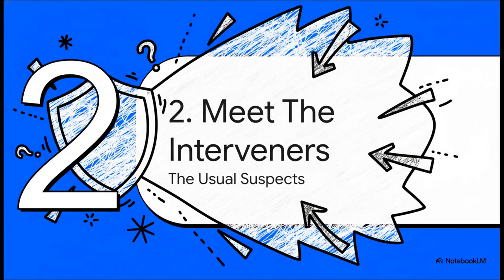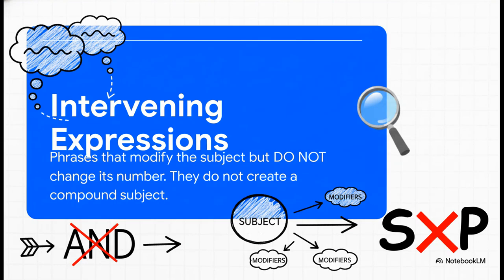So what are these tricky phrases called? I mean, to beat them, you gotta know their name, right? Think of them as the little villains of our grammar story. Let's meet these interveners. Here's the key thing you have to understand. An intervening expression just adds a little extra info about the subject. It modifies it, sure, but, and this is so important, it does not change the subject from singular to plural. It might feel like the word and, but grammatically it's a totally different beast. It doesn't create a compound subject.